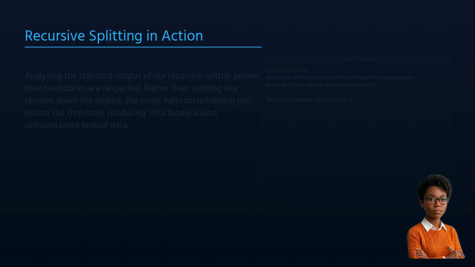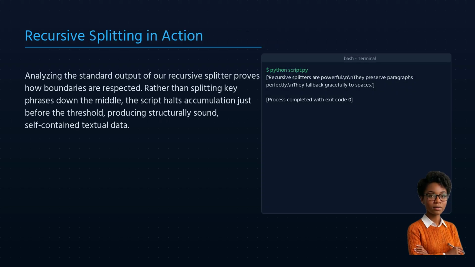Now, let us examine the realistic terminal output when we execute this recursive logic on our technical text. Watch how the boundaries are handled on your screen. The algorithm evaluates the text and detects double newlines as the clean breakpoint. Because the sentence is followed by a double newline, it isolates that sentence as a pristine chunk. Then it moves to the next block.